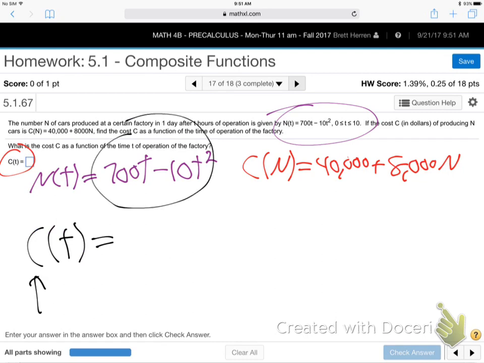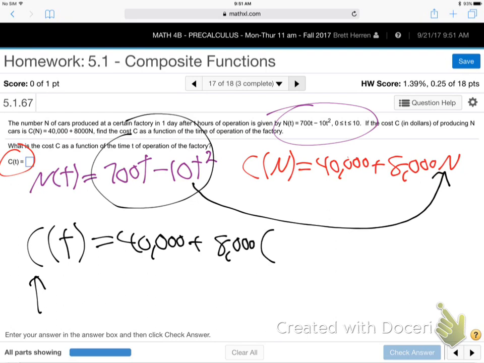So the outer function is C that they want. That means I'm going to take this one and plug it in there, because the outer one is the C. So you plug into the outer one. Makes sense? So it's 40,000 plus 8,000 times whatever n is. And what is n? n is 700t minus 10t squared. And then dot, dot, dot, distribute, clean it up, and you're done. Is that good? That'll have just t as its variable. That'll be c in terms of t.